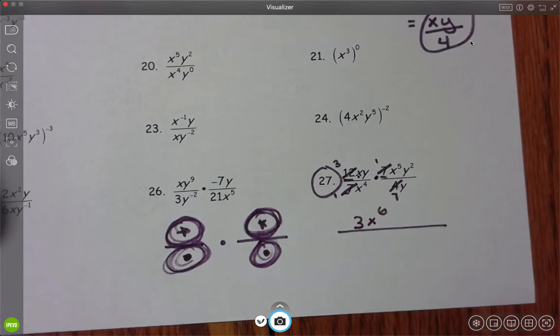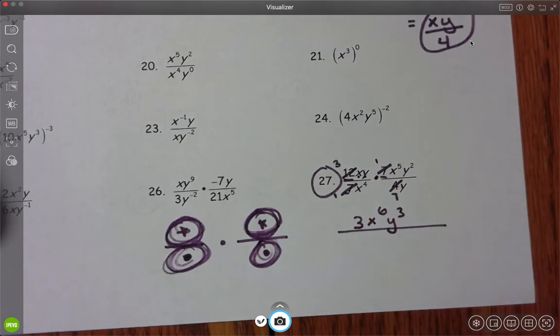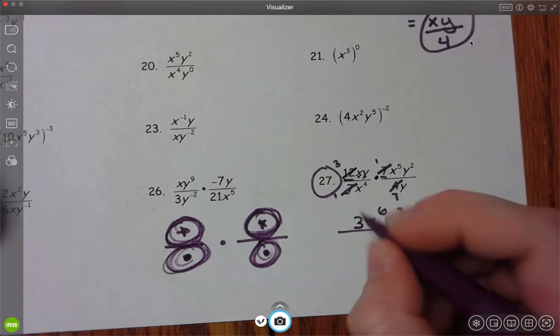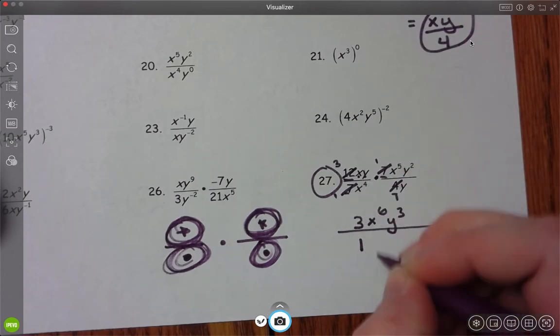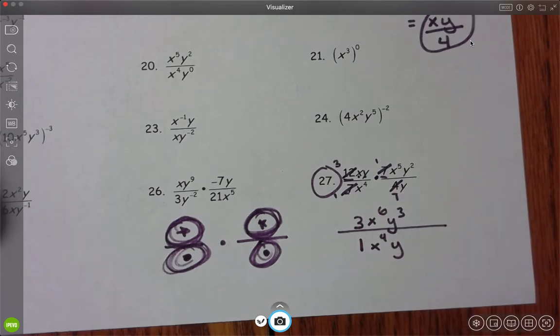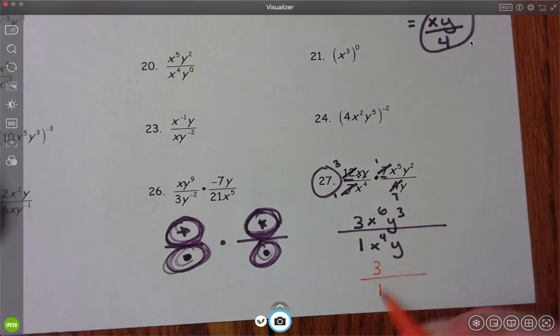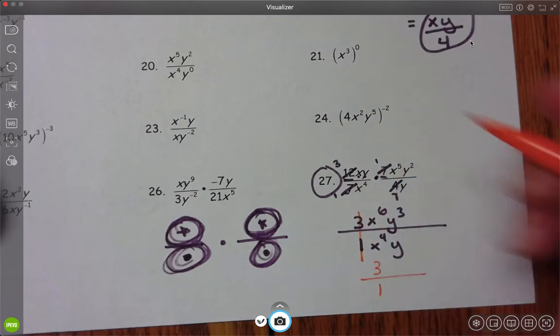And then I have y and y squared, which is y to the 3rd, okay? On the bottom, I have 1 times 1, which is just 1. I have x to the 4th, and then I have y, okay? And now I can do one more step where I put the x's and the y's together. So I'll have 3 over 1. That's not going to change. He's done. Okay. But then I have 6 x's on the top and 4 x's on the bottom.